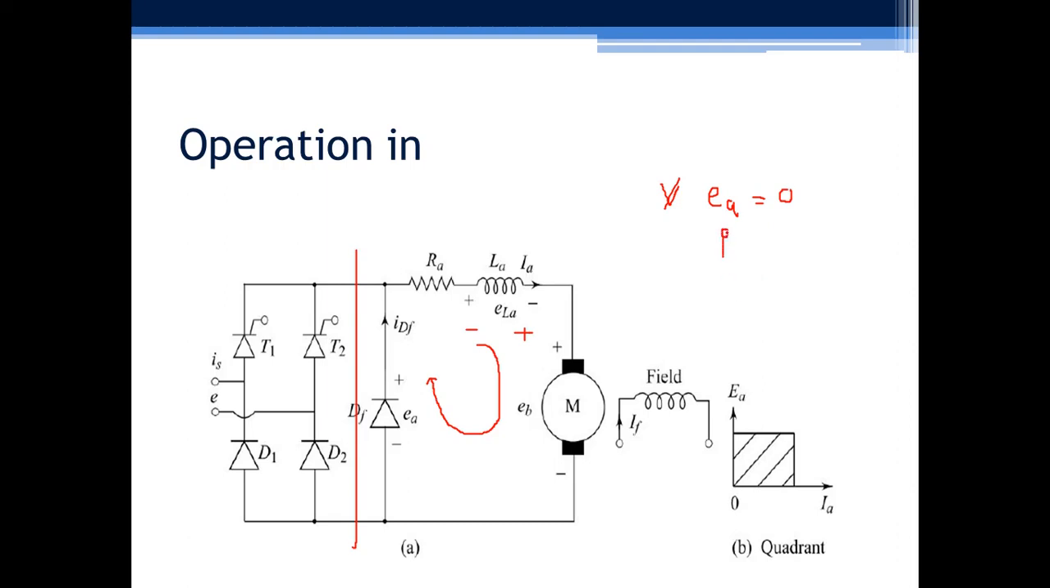and output current is non-zero. So output current, that is IA, is non-zero, so this current is flowing continuously, and the output voltage is 0. So this mode is called freewheeling mode, and diode DF is called freewheeling diode. So this current is flowing into this load side.